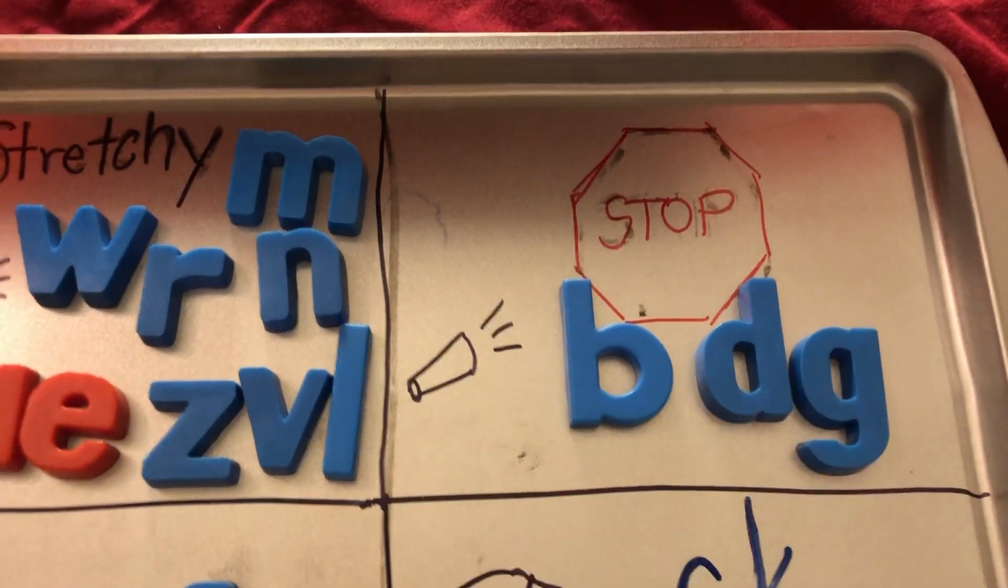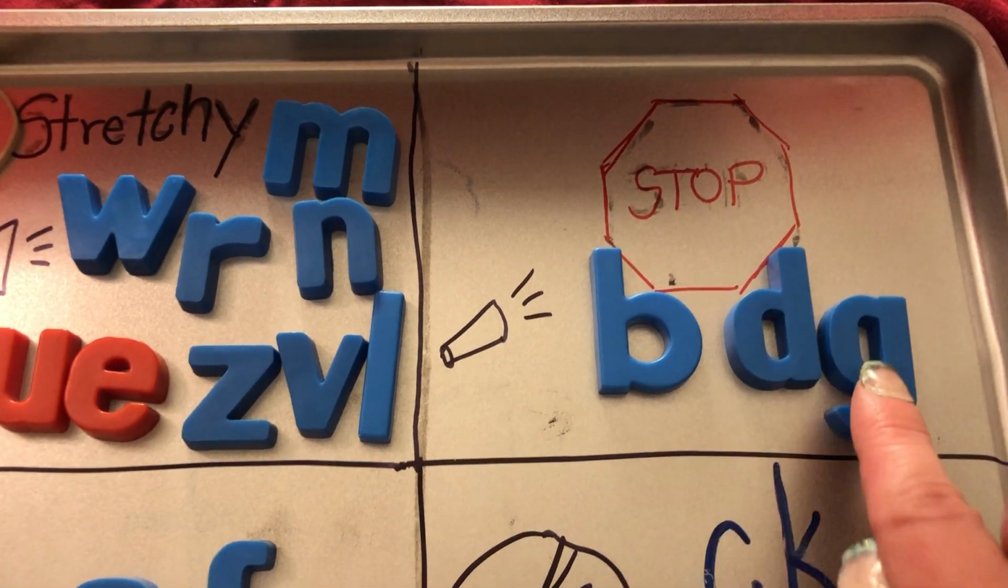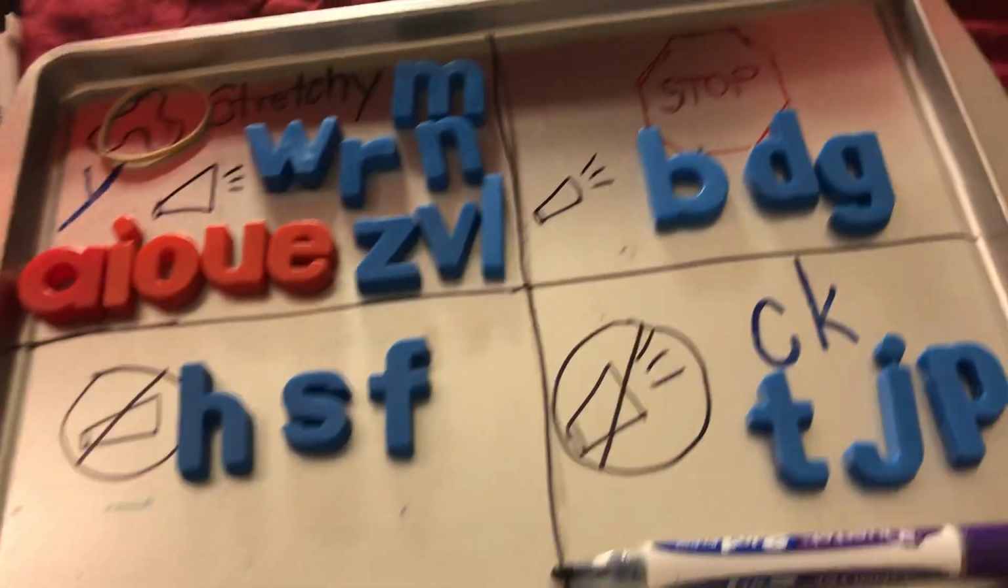Don't get those mixed up. B, d, b, d, g. All right, if you kept up with me, kiss your brain twice because you did great.